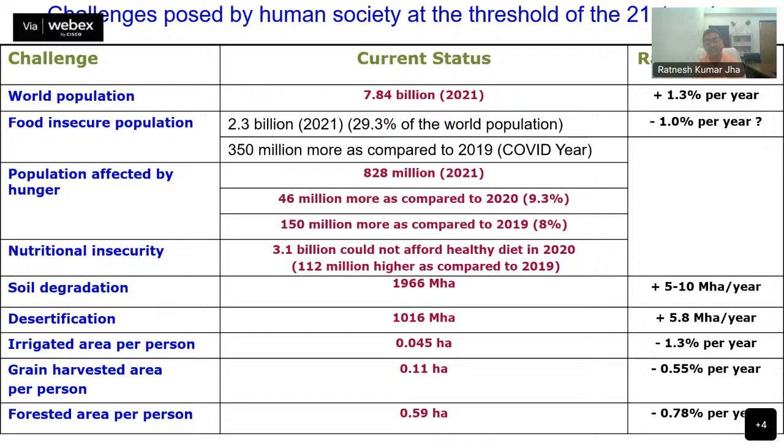This is a very alarming situation, and this figure is 1.1 billion higher as compared to 2020. Since this figure is so high, maybe many of us, the elite classes, the rich people, are not affected by this. Again, soil degradation is going up and desertification is increasing, irrigated area per person is decreasing, and harvested area per person is decreasing. Again, forested area per person is decreasing. So these are the alarming facts that we must consider.